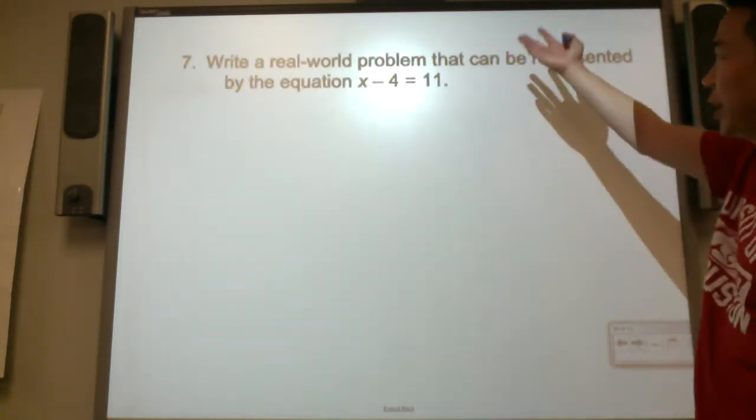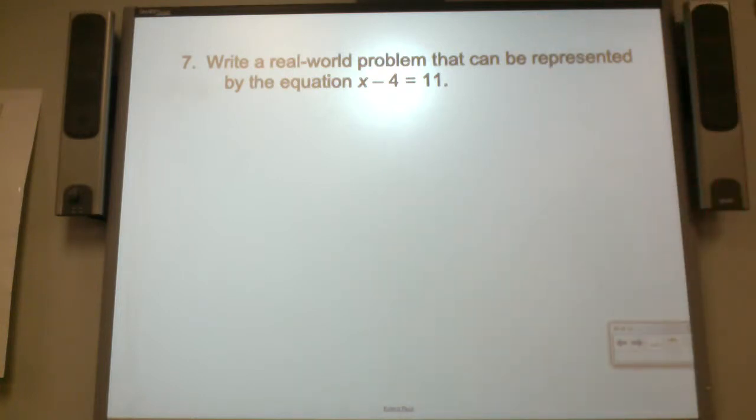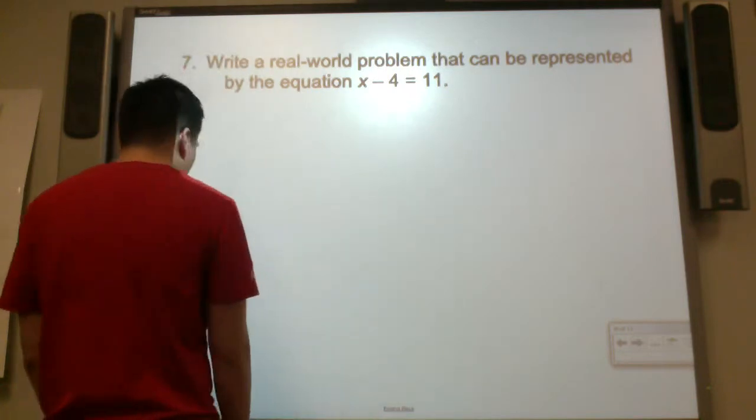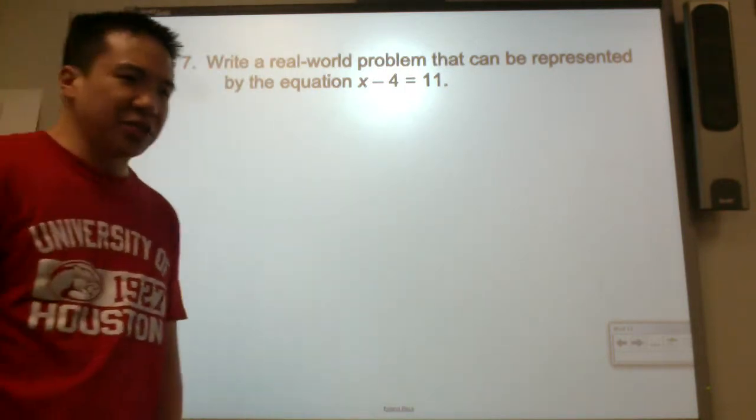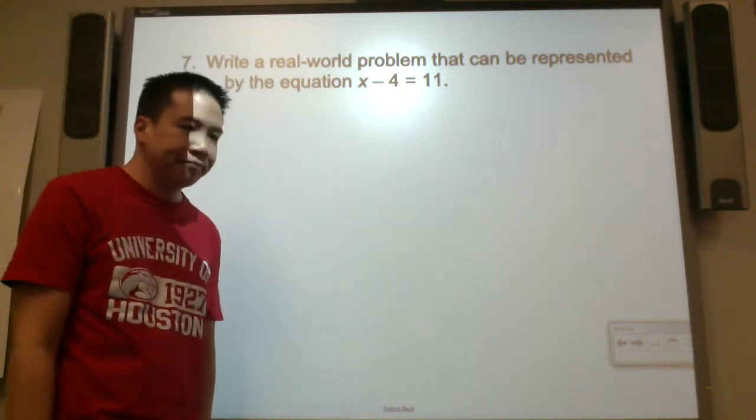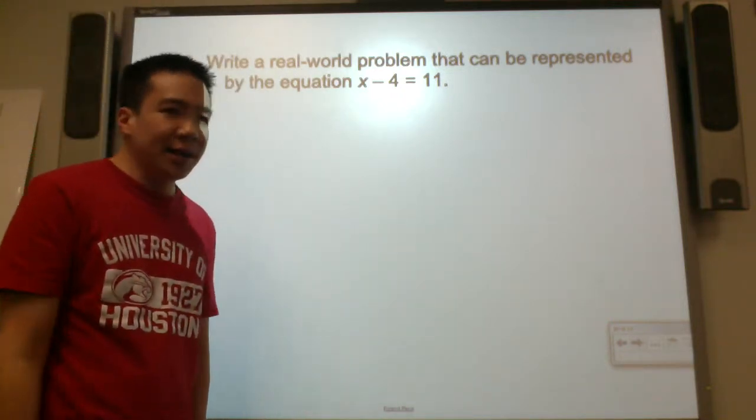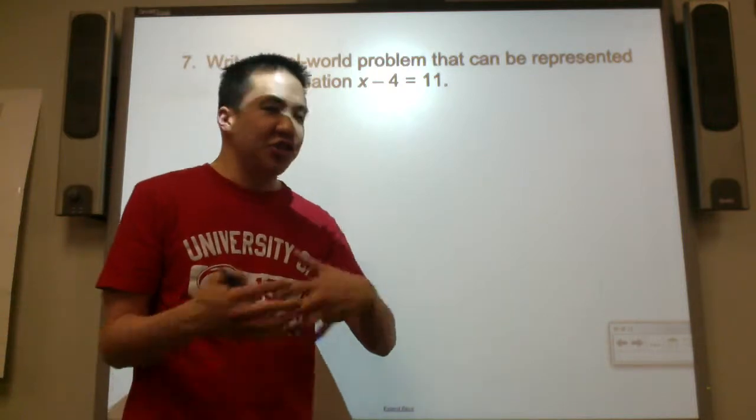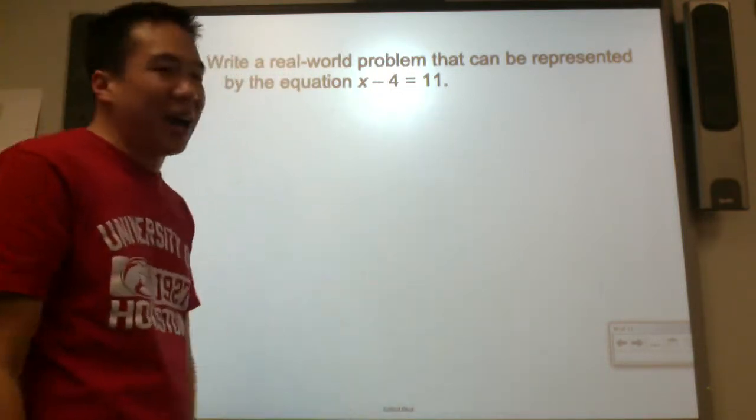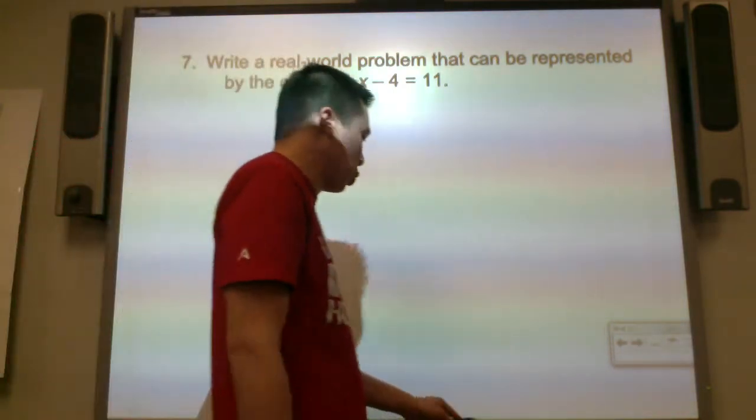So let's write another one. Can you write a real world problem that could be represented by the equation x minus 4 equals 11? When would you ever use this? Because I always hear kids say, when do we use this in math? So imagine a store has some products. They're selling something, and they sold 4 of them, but they still had 11 left. So that's my real world problem.